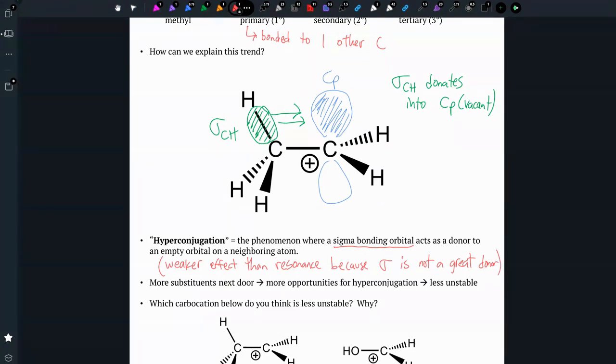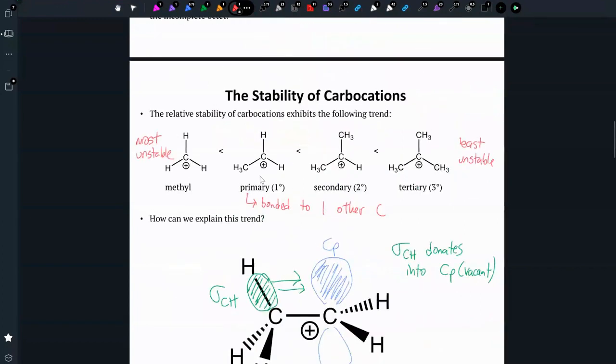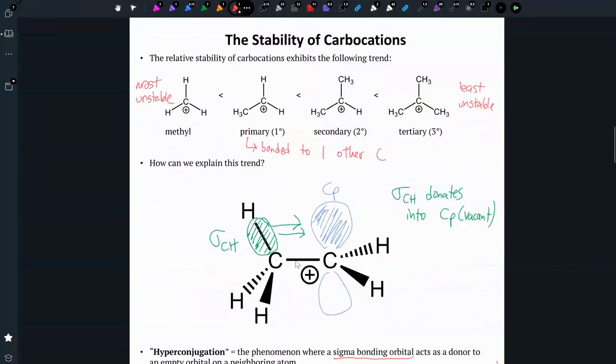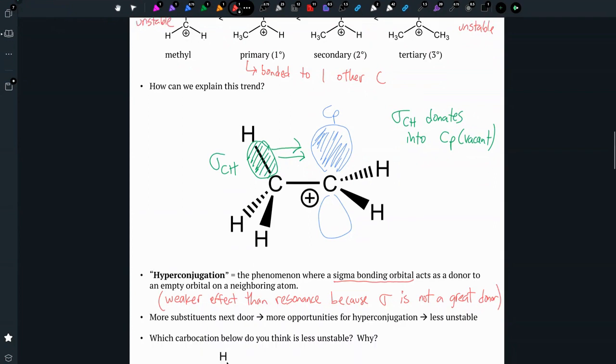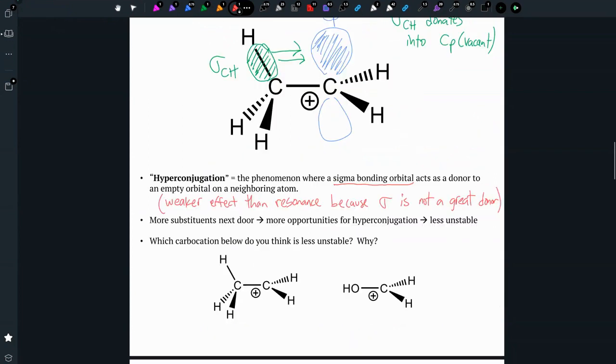And it turns out if I have more than one carbon next door, so if I have a secondary carbocation, that additional carbon offers more opportunities for hyperconjugation, which has more of a stabilizing effect. Tertiary has three carbons next door, so at any point in time, you can have three of these sigma bonds. They could be sigma CC bonds or sigma CH bonds. You could have three of those bonds donating. So when you have more substituents next door, that leads to more hyperconjugation. More hyperconjugation means less unstable.